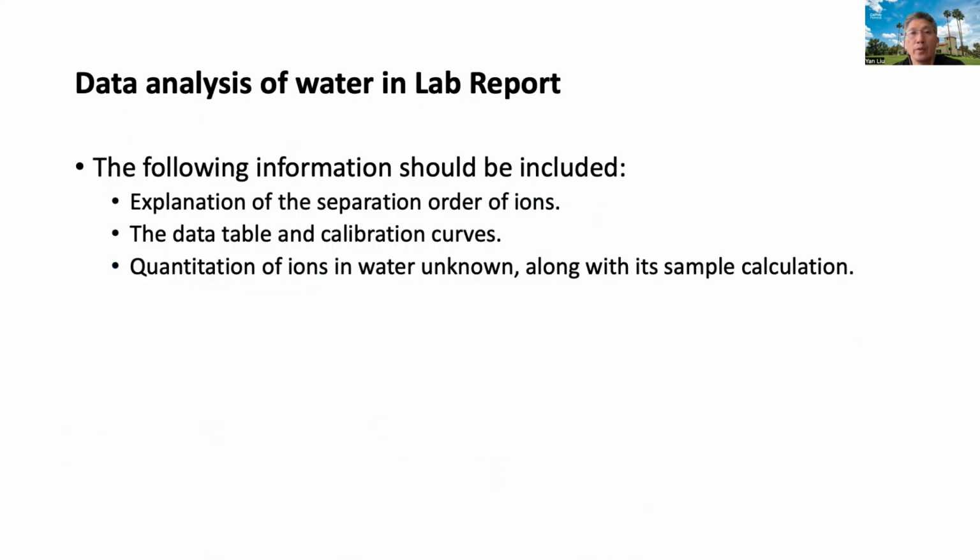In your report, the following information is required in the data analysis section of water. Explain why chloride was the first peak and sulfate is the second peak. Data table and calibration curves. Be sure to describe and explain them. Lastly, show the quantitation of ions in the unknown water sample in narratives, along with sample calculation.